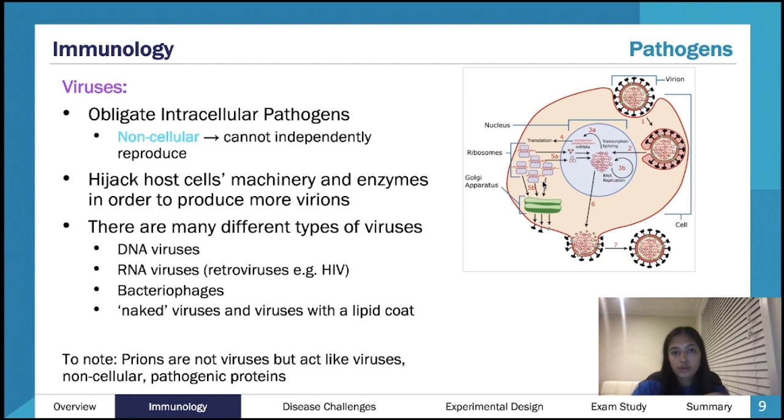Those will be translated, and then you get this new virus particle forming. It ultimately exits the cell, and then this will go on and infect another cell. So that's the idea of how viruses work. Super important thing, just remember that it's non-cellular.